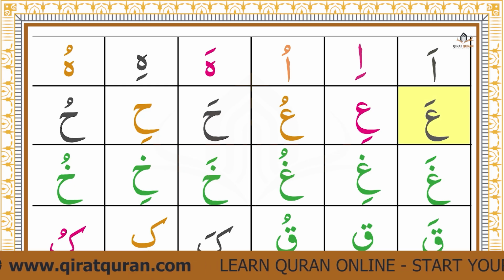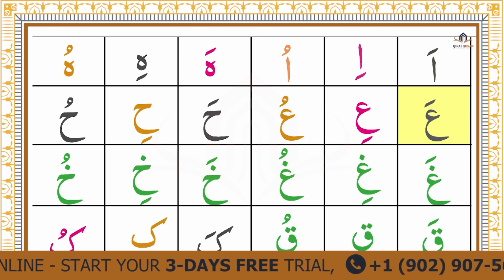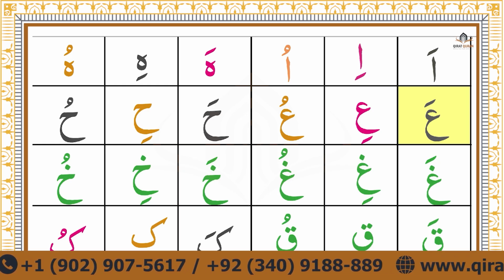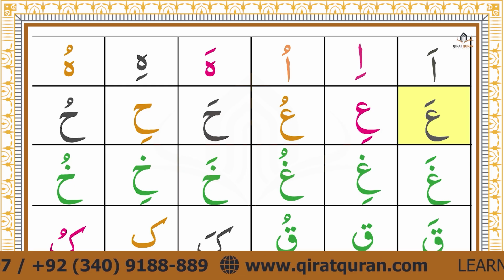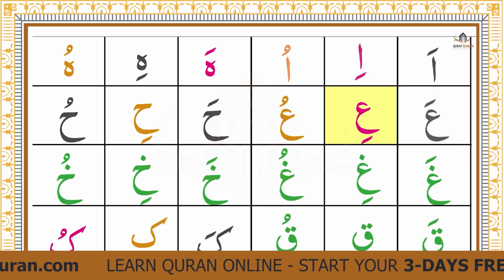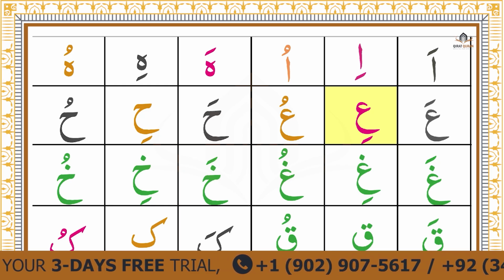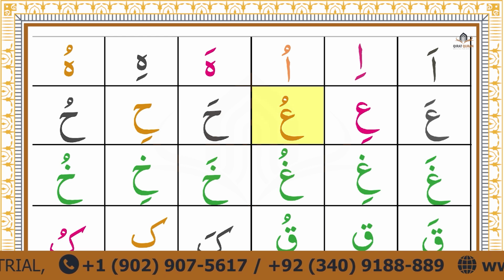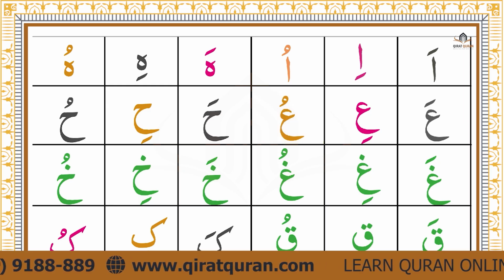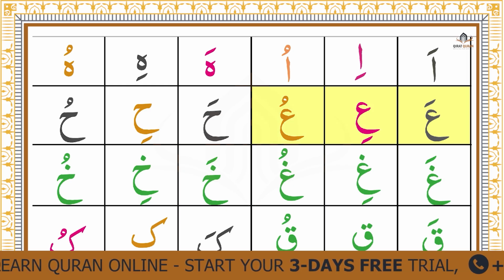Then the next letter we have here is Ain. When Ain has Fatha on the top, the sound will be A. Ain, Fatha, A. Then Ain, Kasra, I. Ain, Dhamma, U. A, I, U.